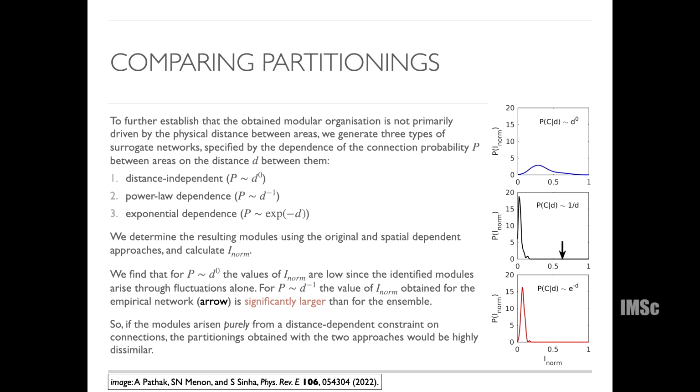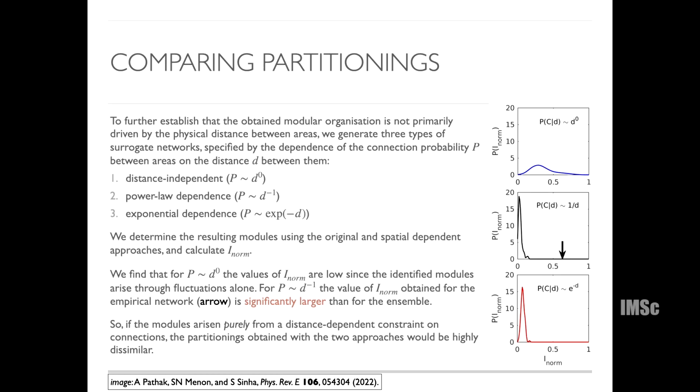In all these cases, we looked at the mutual information. Obviously, for the distance independent case, you don't find a whole lot of difference. You have a fairly low mutual information, which is just coming about because of fluctuations. In the case of a power-law dependence, we find a very low normalized mutual information, which is actually way lower than what you would find in the empirical case.